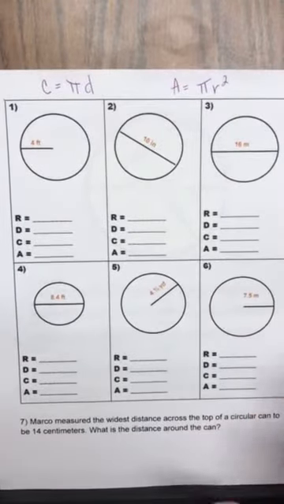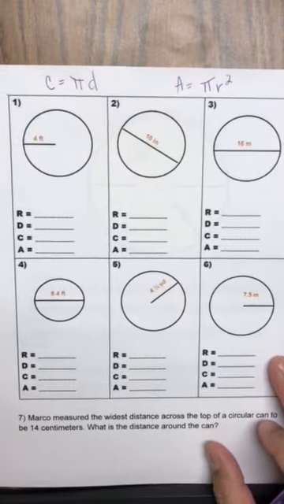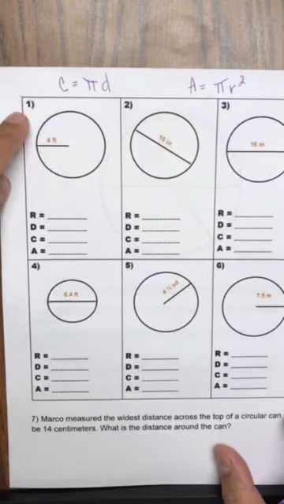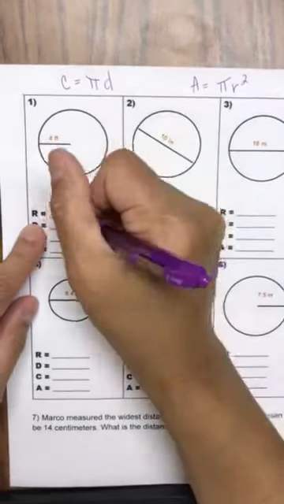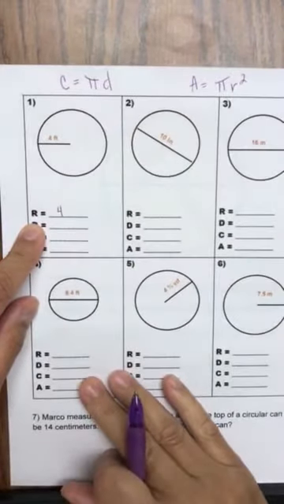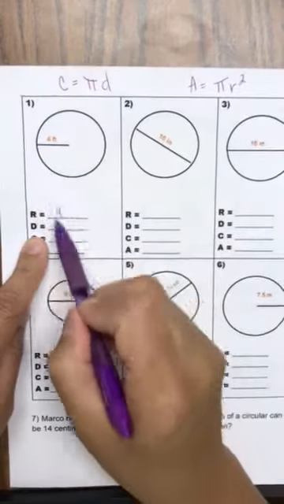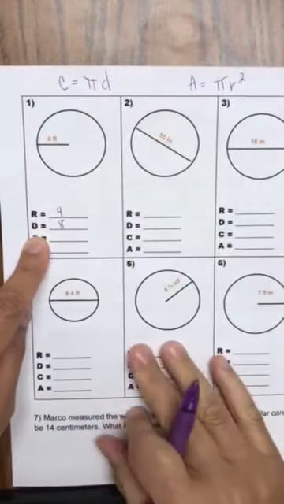So the first thing to do whenever you're looking at circle problems is you have to pay attention to what they gave you. So for number 1, they gave me the radius. So down here, r stands for radius. I'm going to fill that in. I have 4 feet. That's my radius. So what would my diameter be? Well, diameter is just 2 times the radius, so that's going to be 8.